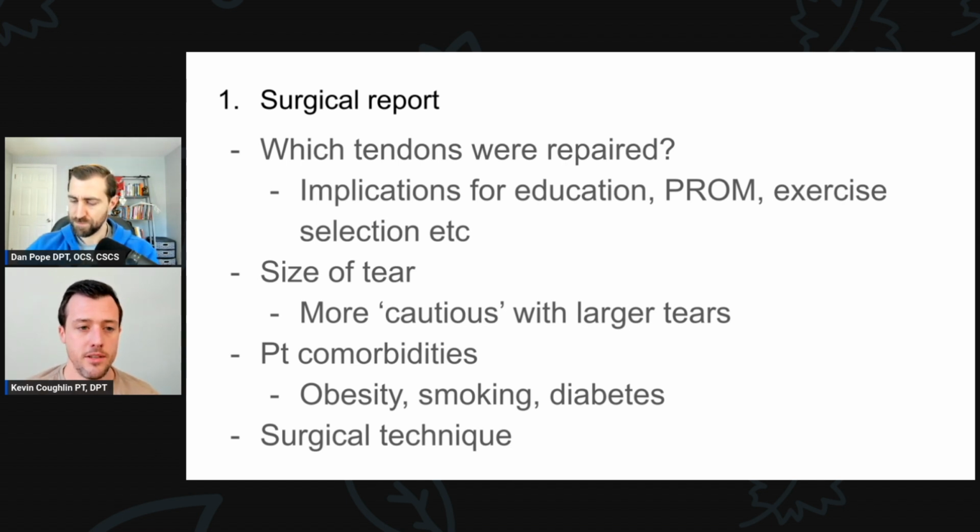So we want to make sure that we do call and we get all the information we need. Nice. Yeah, definitely agree with you. A couple ones I wrote down there.